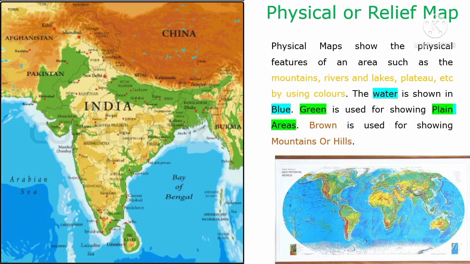And at the bottom even you can see the physical or relief map of the world. It also shows the brown patches, the green, the yellow, all those. This shows the physical features of the world with a color indication. So physical is the map which shows the physical features of a place, just like mountains, rivers, lakes, plateaus, forests, etc. by using colors.